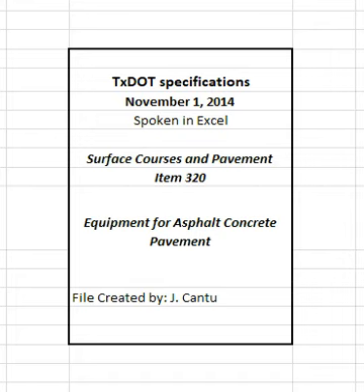3. Measurement and payment. The work performed, materials furnished, equipment, labor, tools, and incidentals will not be measured or paid for directly but will be subsidiary to pertinent items.